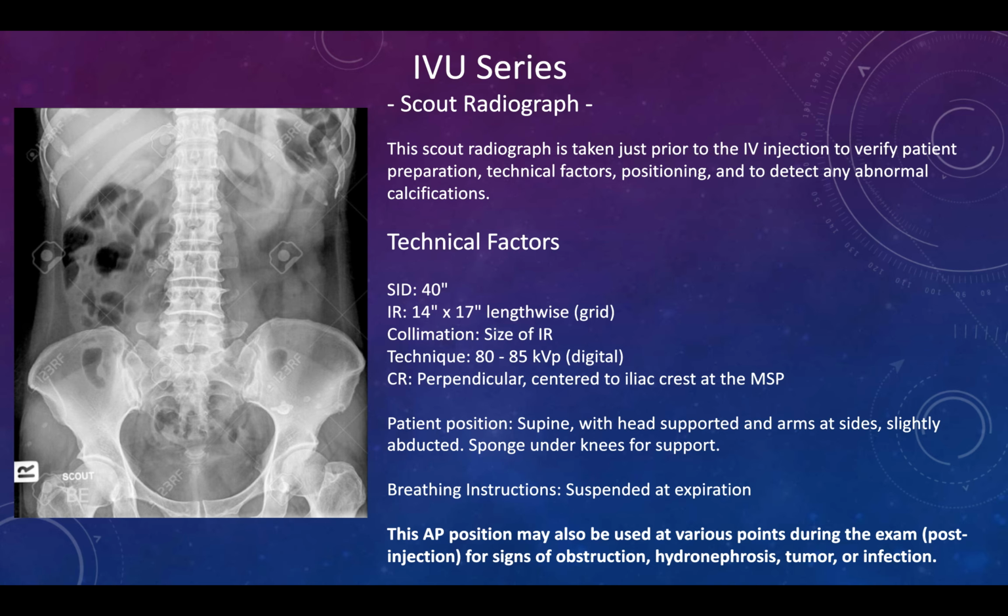She's going to be supine on the table, head supported with a pillow, arms at sides slightly abducted, with a sponge under the knees for support. And the breathing instructions for this and every single image that we are going to take during these two studies is suspended at expiration, because we need to get that diaphragm up and out of the way so we can see the abdomen as clearly as possible.